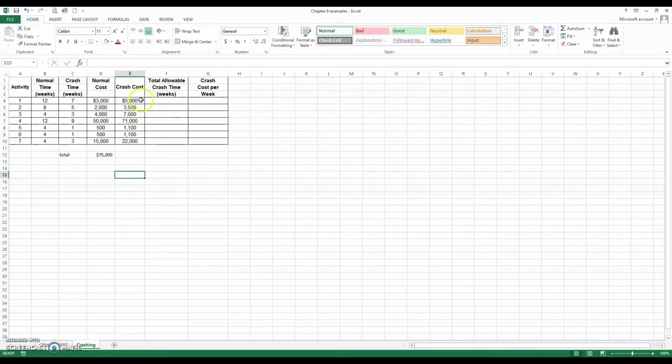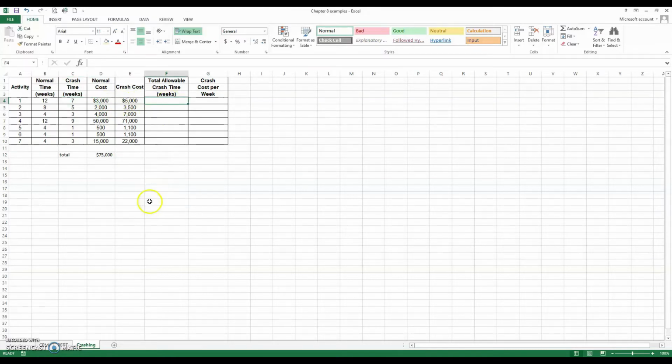The project has a crash cost, which is the cost associated with crashing the activity down to the maximum time. So if, for example, we crashed activity 1 from 12 weeks to 7 weeks, our extra costs incurred would be $2,000. So our total cost for that activity would be $5,000 instead of $3,000.